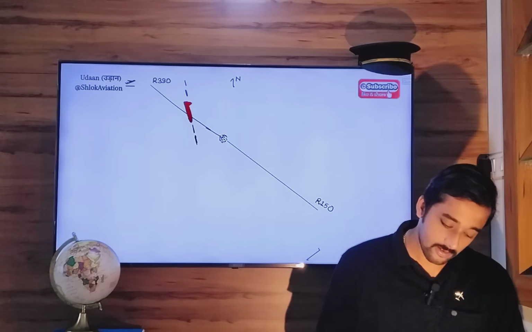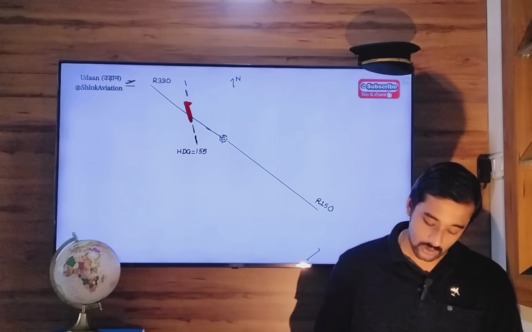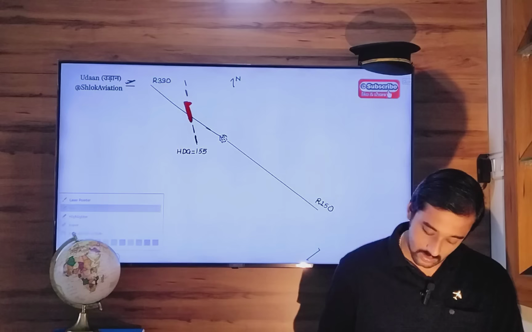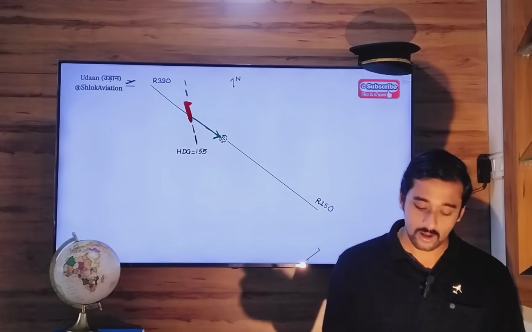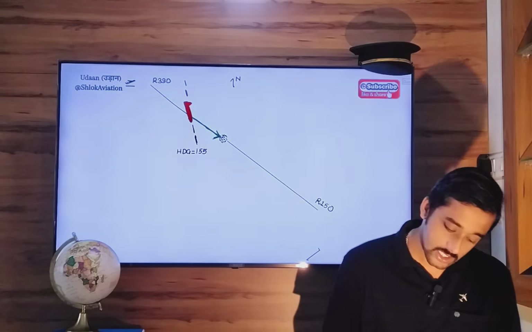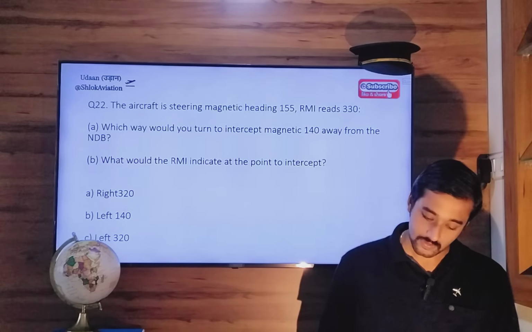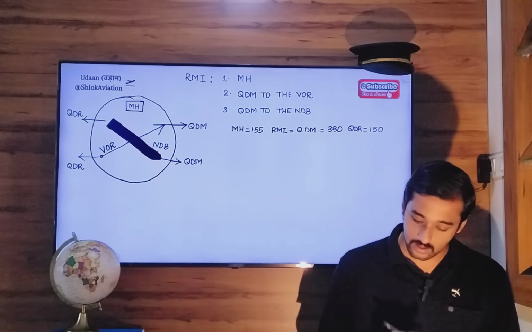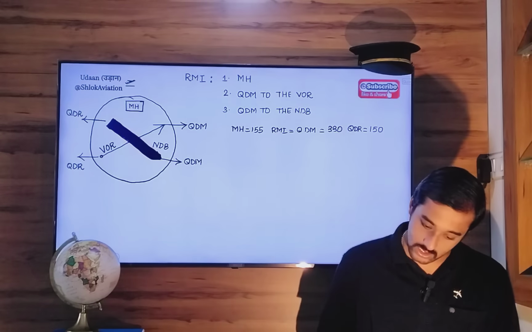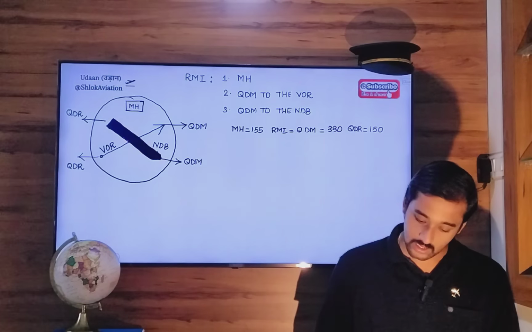The heading is 155, 5 degrees more than 150, and QDM to the station is 150. QDM to the station is 150. QDM to the station is 330. Correction. QDM to the station is 330 and QDR is 150.